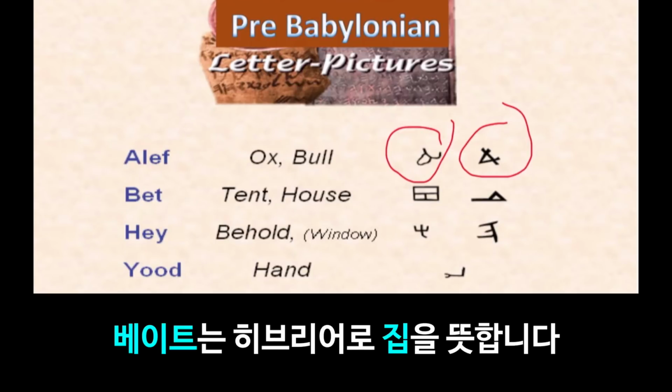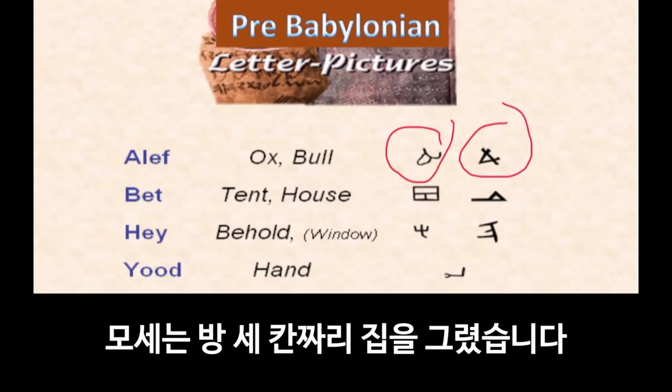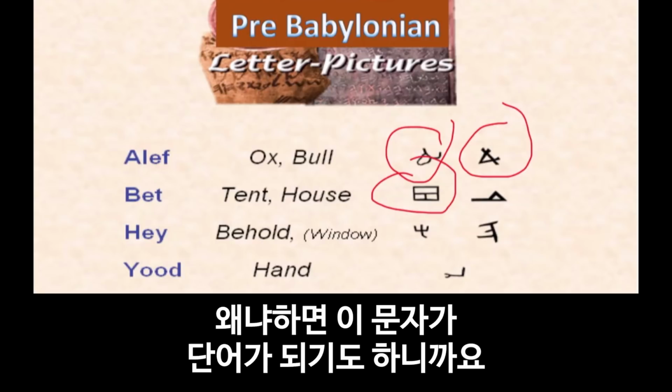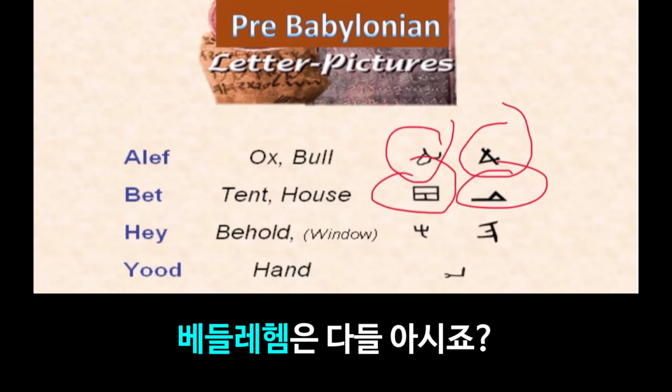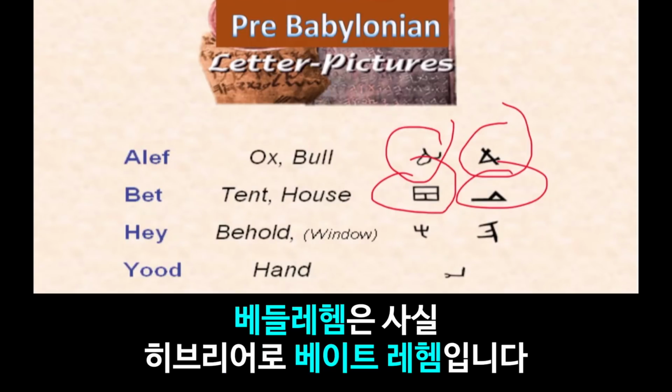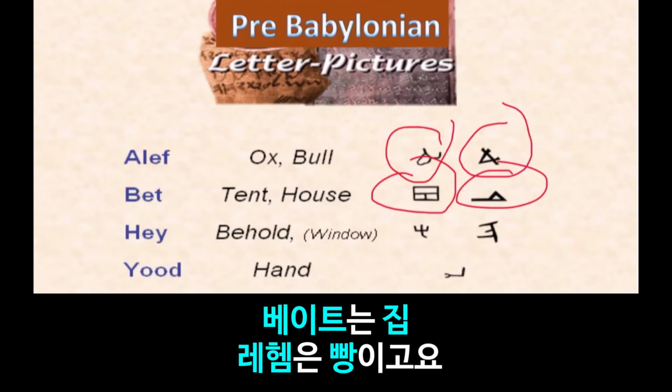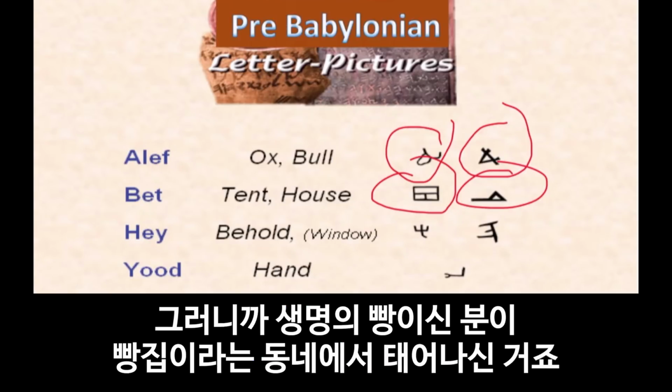Beit in Hebrew means tent or house. So Moses drew the picture of a 3-room house for the letter because it's also a word. David drew a tent on a landscape. It's still his house. It's a tent. Okay, so Beit, like how many of you heard of Bethlehem? Bethlehem is really Beit Lechem. Beit is house, Lechem is bread. So the bread of life was born in a town known as the house of bread.